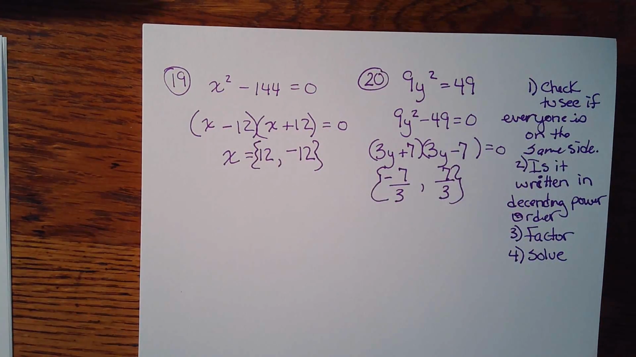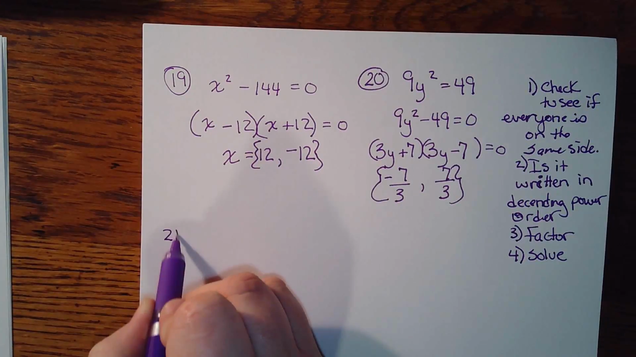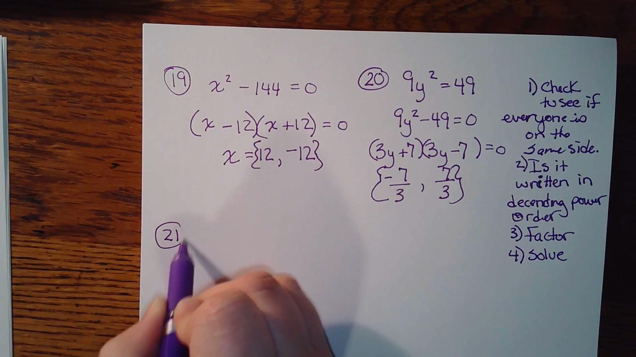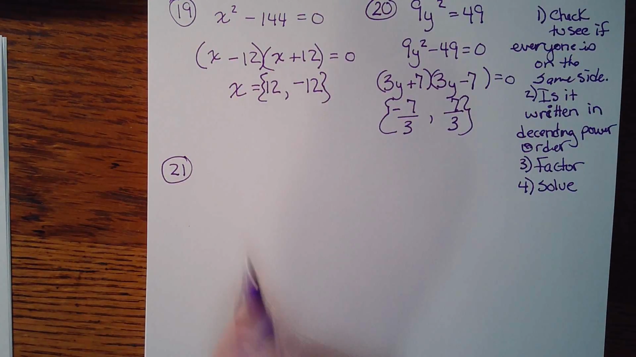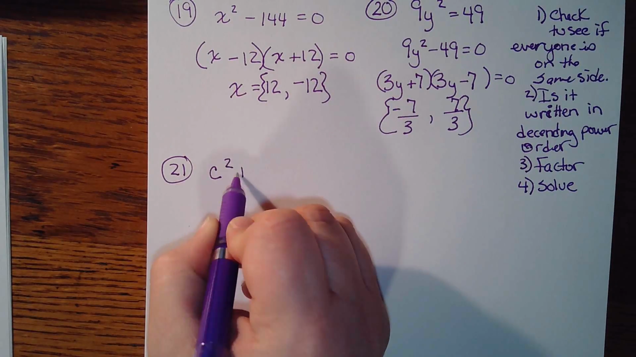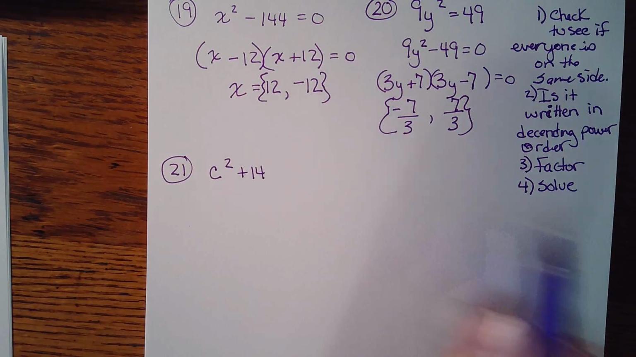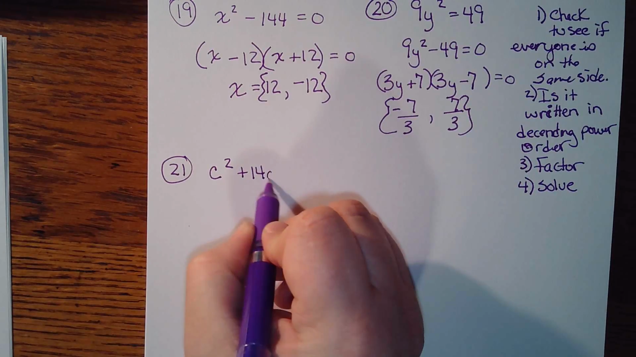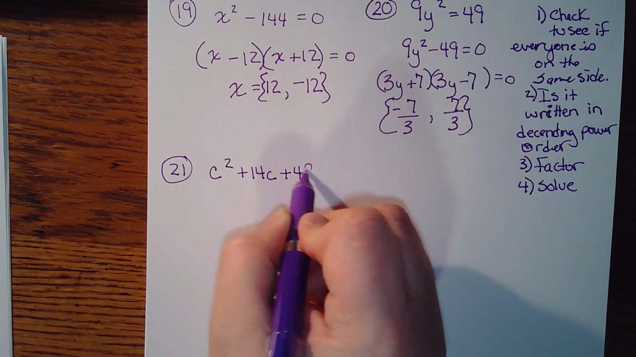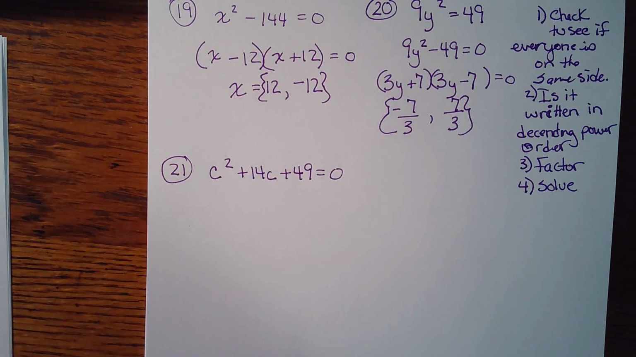Now, let's look at number 21, because this one is not dealing with a binomial, it's dealing with a trinomial. Trinomial has the same 4 rules that we had a moment ago, but it's a 3-term. That's how I know that it's going to be a perfect square and not a difference of squares. Perfect squares are a little easier. We still check to make sure everybody's on the same side. We still make sure they're written in descending order.